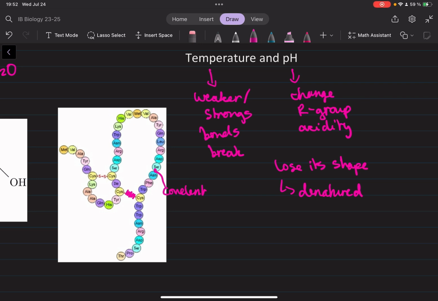And that is when that protein becomes inactive and unable to do the function that it has been set out to do. So for example, if we get an enzyme with a specific active site for a substrate and we put it in a temperature that is way too high for it to function in, it can change the shape of the active site, and therefore the substrate can no longer bind to that enzyme, and it can no longer be catalyzed.